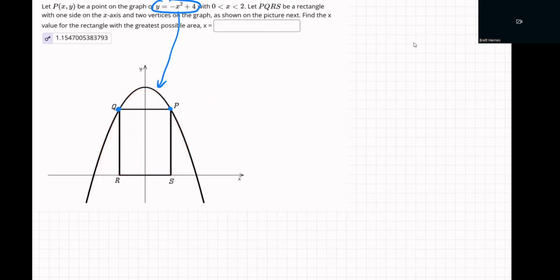Well, let's be clear, we're trying to find the greatest possible area. So we want to maximize the area of what? Of the rectangle, right? The greatest possible area. So what's the formula for the area of the rectangle? Well, the area of the rectangle is length times width. You know, that's one side times the other.